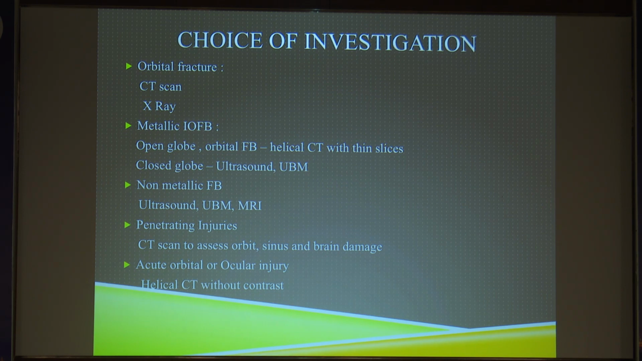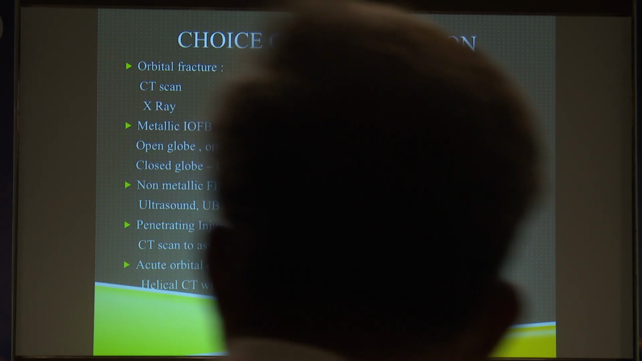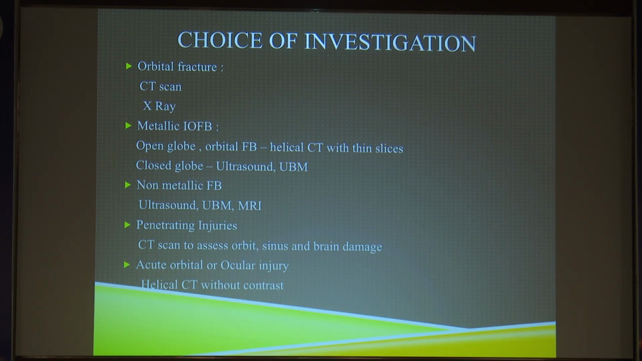In metallic IOFBs, open globe, orbital, you do a helical CT with thin slices. If it's a closed globe, your ultrasound, UBM take the chance. Non-metallic foreign bodies, you still prefer ultrasound, UBM, MRI. Penetrating injuries, CT to assess the orbit, sinus and brain damage. And in acute orbital or ocular injury, a helical CT without contrast.